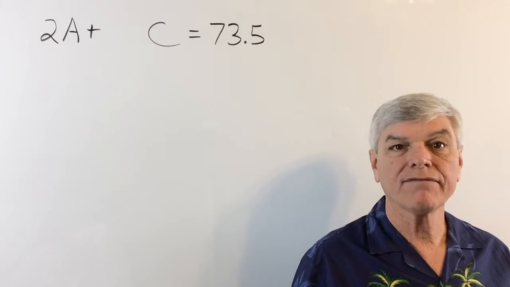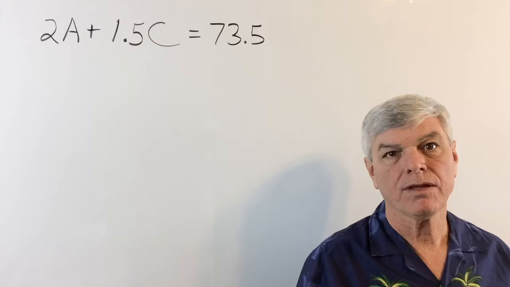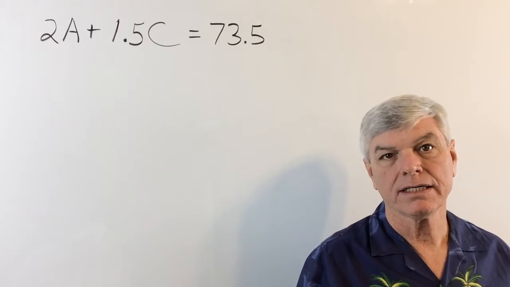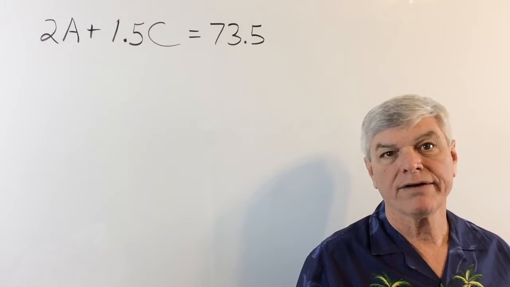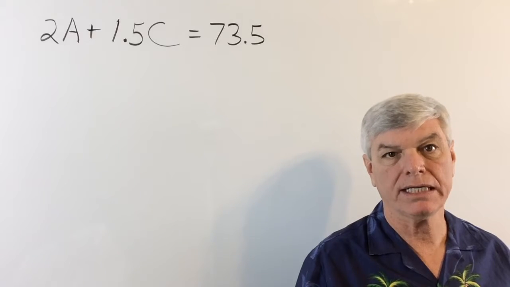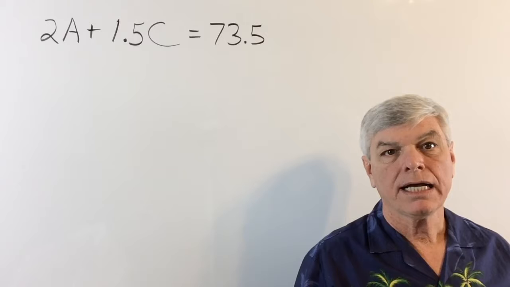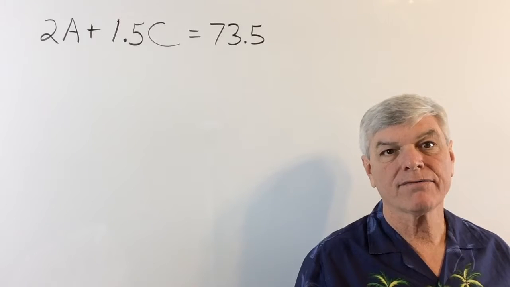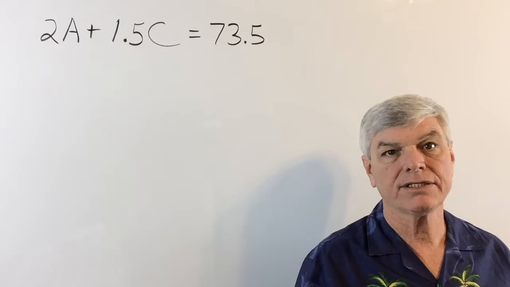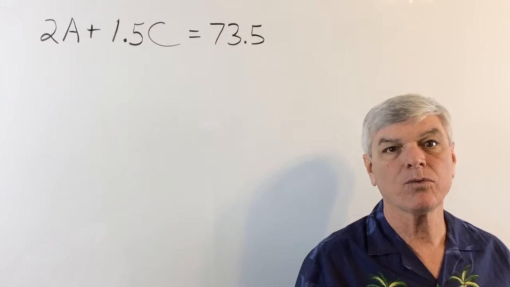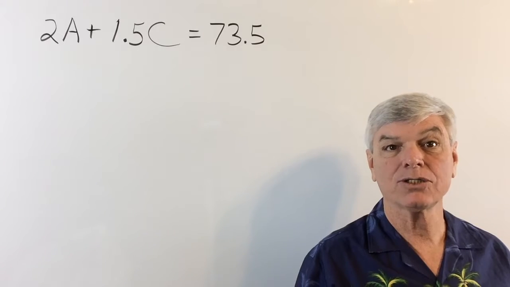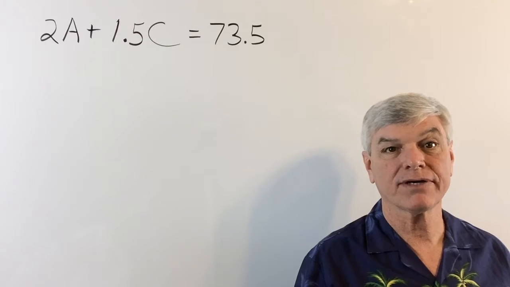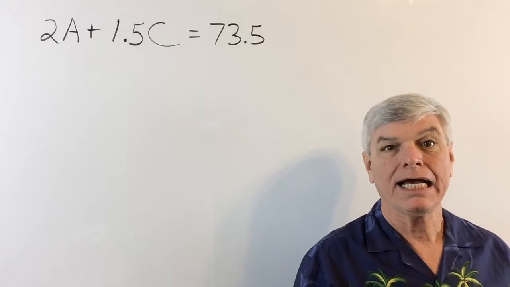But the value of the children's ticket was $1.50, or 1.5, whatever you want to put in there. And the total value of all tickets sold was $73.50. And you can put that 0 behind the 5 if you want. It's superfluous. That means it's extra and not needed. So we learned a little vocabulary today, didn't we?